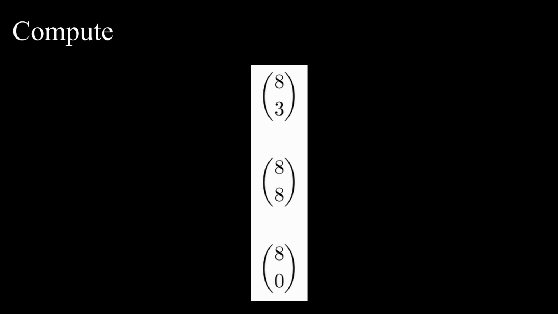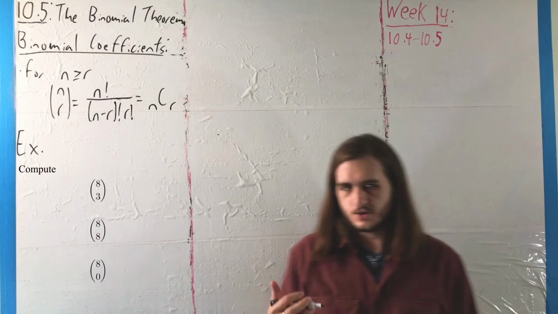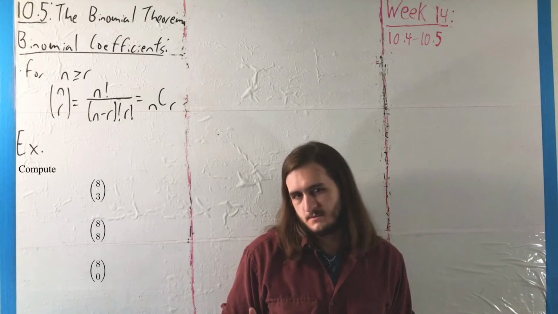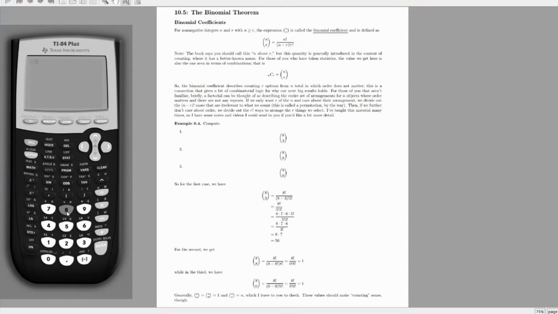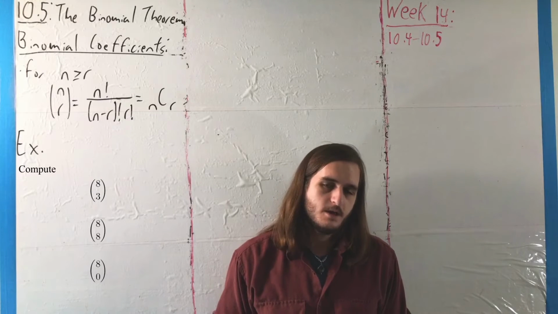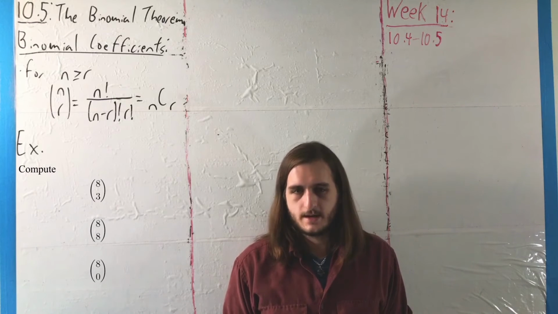So for this, we want to compute the binomial coefficients 8 choose 3, 8 choose 8, and 8 choose 0. I'll say that with these, you can do them by hand, and I'm going to show you how to do them by hand. For the record, there are also ways that this can be handled in calculators pretty easily, but because I'm not expecting everyone to have access to a TI-84 or something similar, I'm not going to put too much emphasis on that, though you should be seeing right now at least a quick way to get it.